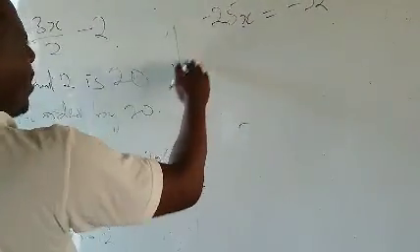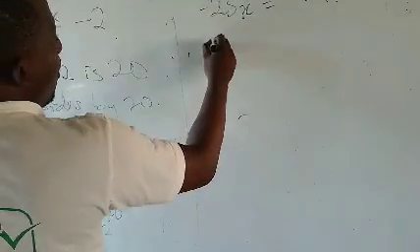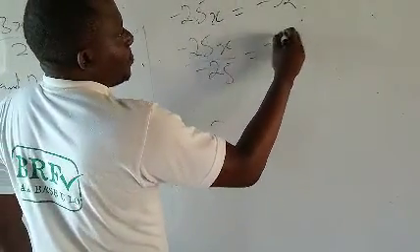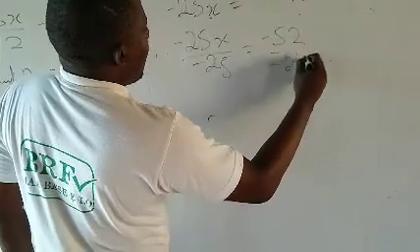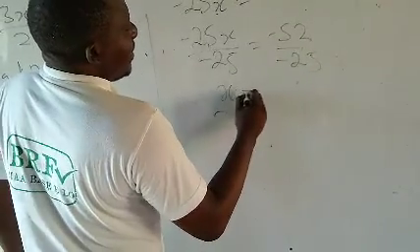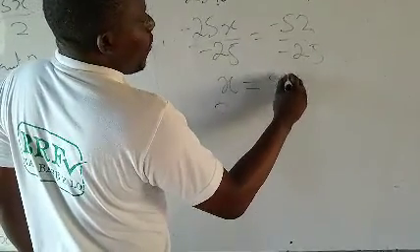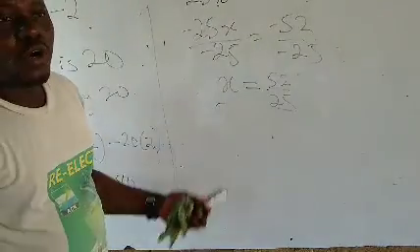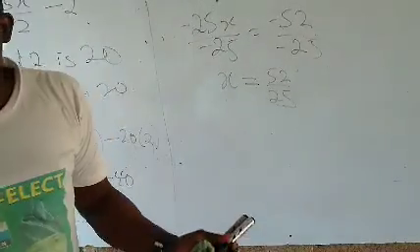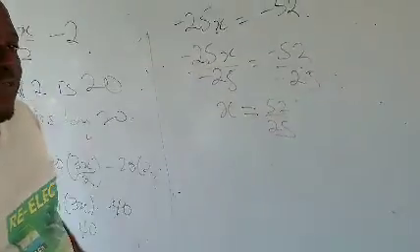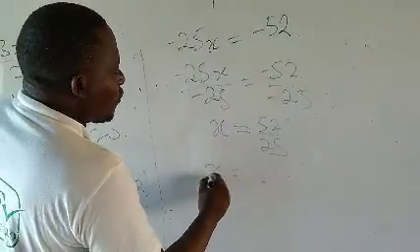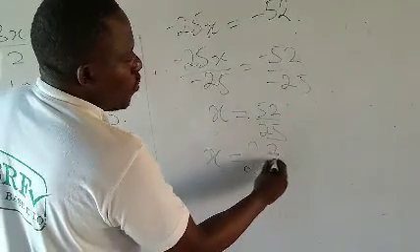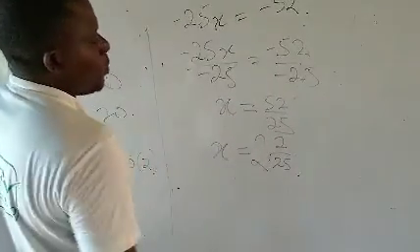Now, what's the coefficient of x? Minus 25. We have to divide both sides by minus 25. And x is equal to 52 over 25. This is an improper fraction. That's why you can make it a mixed fraction. How many 25s can we see in 52? We can see 2. We make that 2 and 2 over 25. That's how.